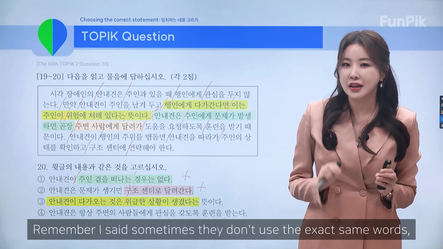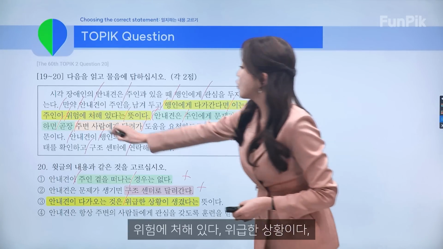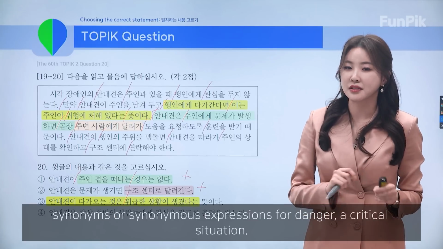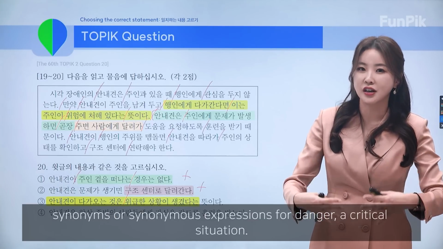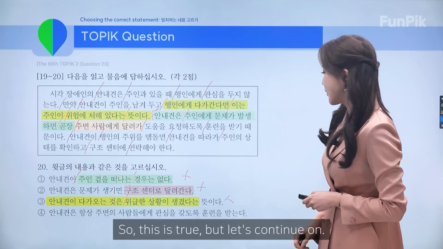And remember I said sometimes they don't use the exact same words but they use synonymous expressions. 위험에 처해 있다. 위급한 상황이다. Synonyms or synonymous expressions for danger, a critical situation. So this is true. But let's continue on.